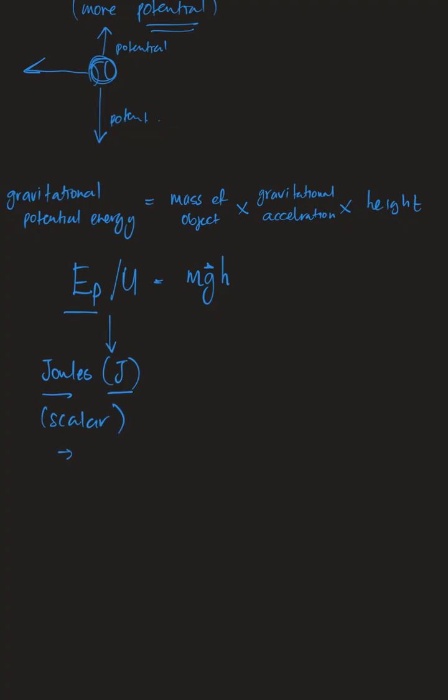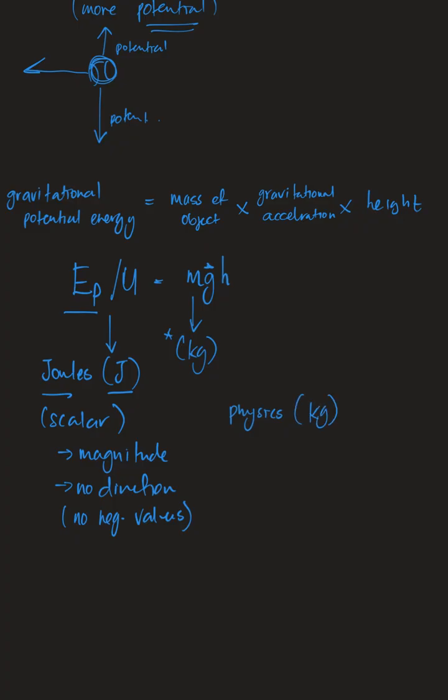What that means is it only has magnitude. There must be no direction. So when you're doing these calculations, you must have no negative values. So make sure you check that out. M over here is the mass of the object, and in physics, mass is always in kilograms. Don't forget, this is important, because in physics, mass will always be in kilograms.